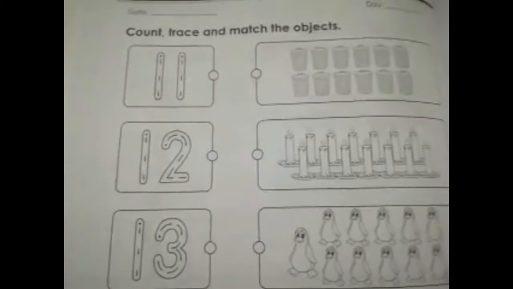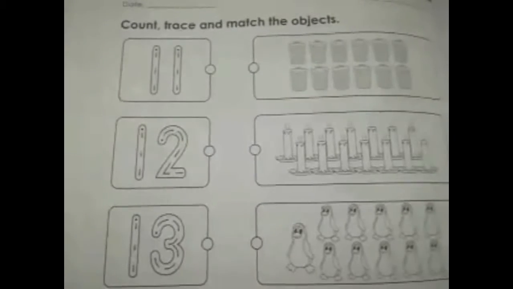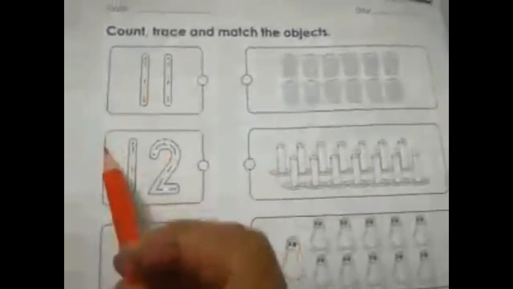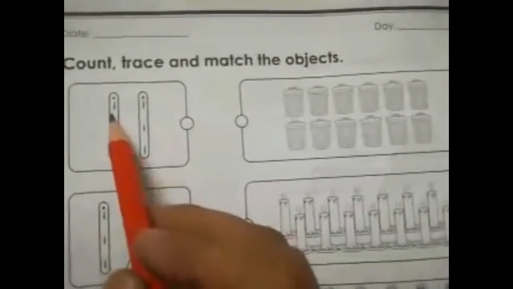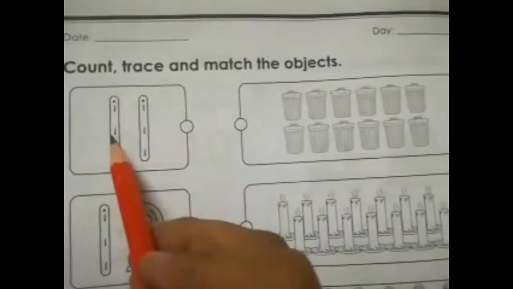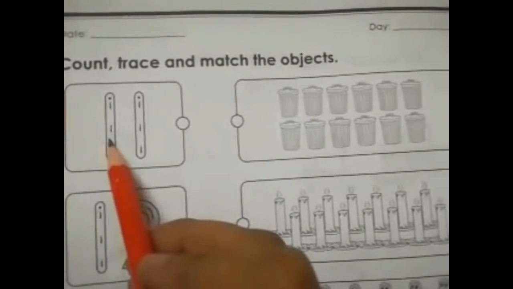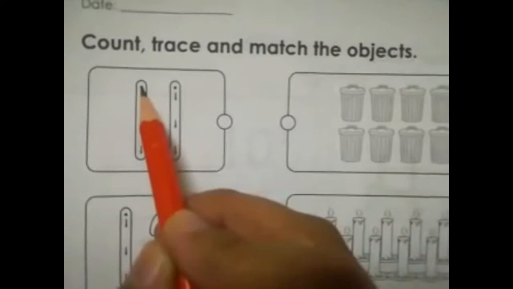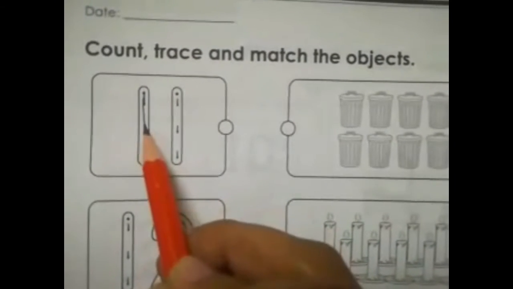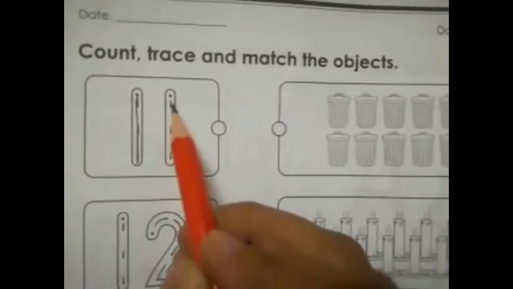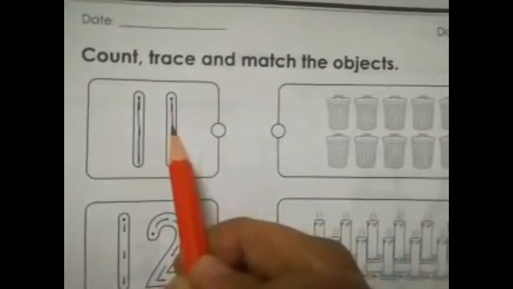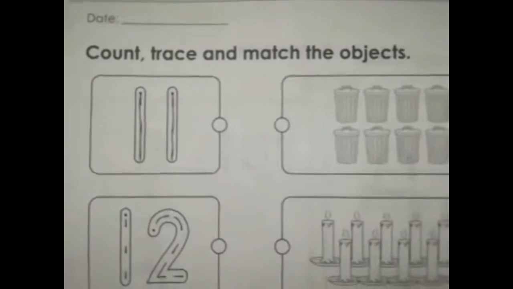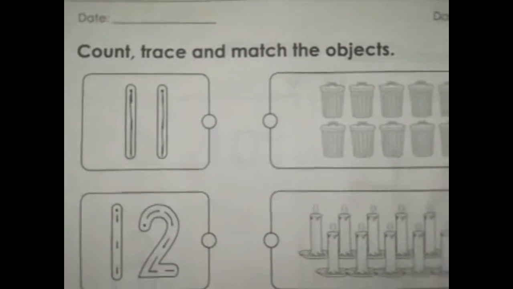Firstly, write the date and day on the top of the page, and then we will first trace the counting. Okay, what is this? 11. Trace 11. Start from this dot. Make a straight line like this. Yes, again a straight line like this. What is this? 11.